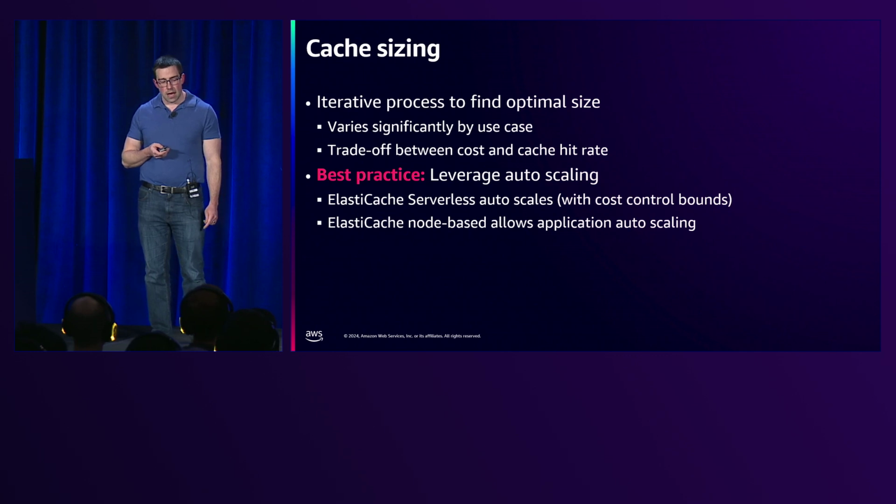With the node-based installation of ElastiCache, you can leverage application auto-scaling, which allows you to set different triggers based on metrics that we publish. So things like CPU utilization or data storage size, and you can automatically scale out or up in response to that.